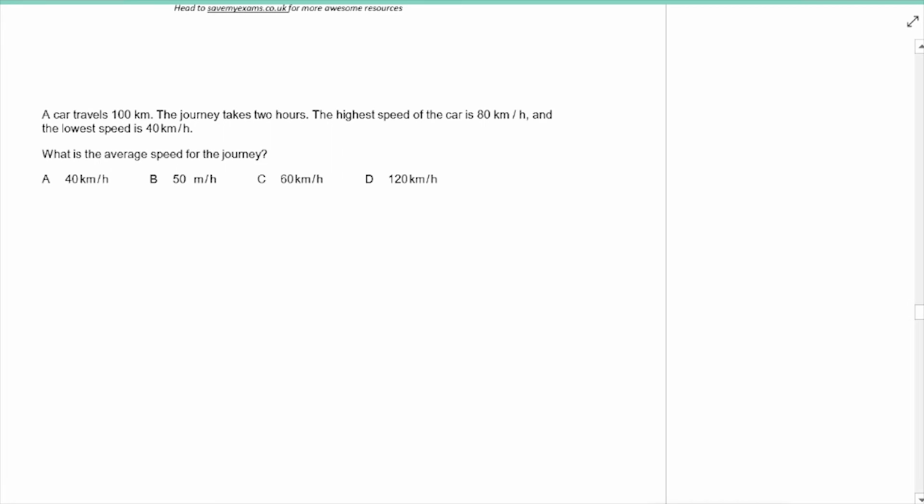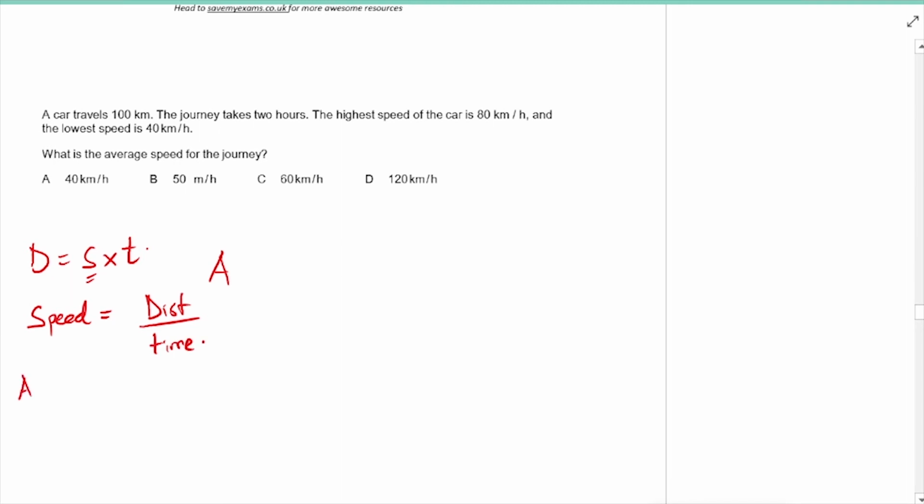A car travels 100 kilometers. The journey takes 2 hours. The highest speed of the car is 80 kilometers, and the lowest speed is 40 kilometers. What is the average speed for the journey? So we all know that distance is given by speed times time. If we make speed the subject of the formula, speed is given by distance over time.